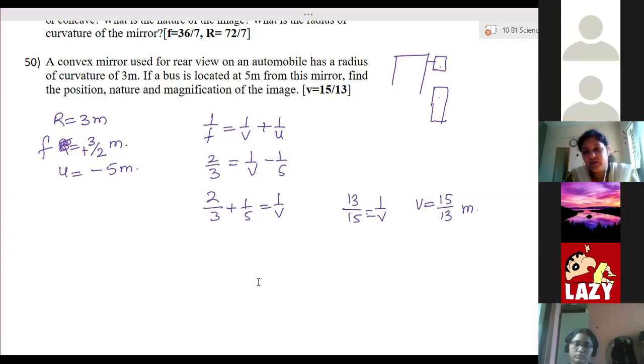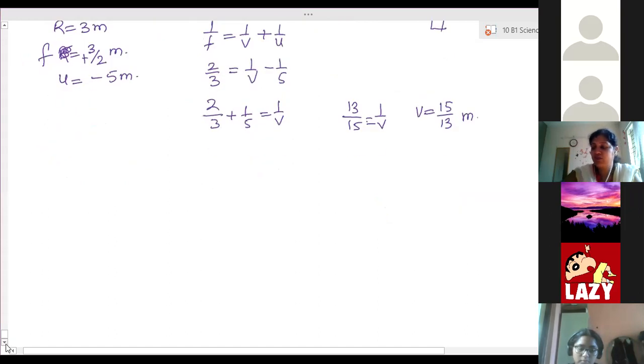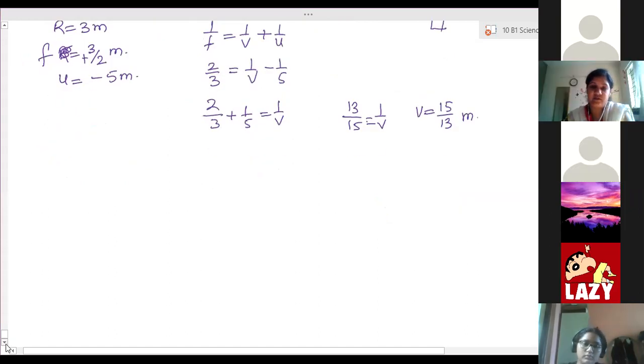Is that question clear? That question can be asked for 1 mark. Okay, clear this point? Now, uses of concave mirror: where do we use a concave mirror in daily life.